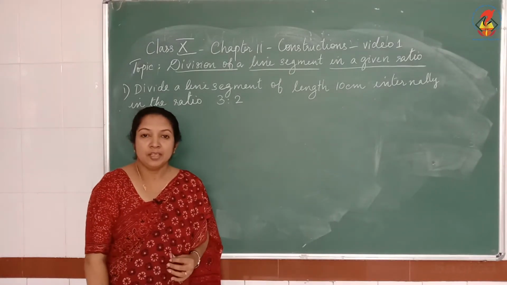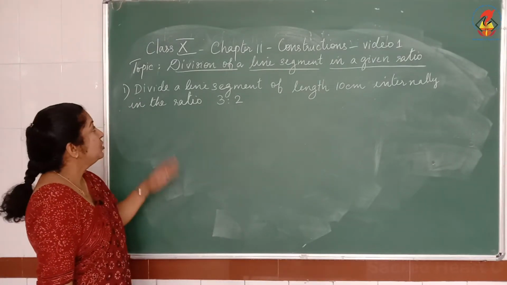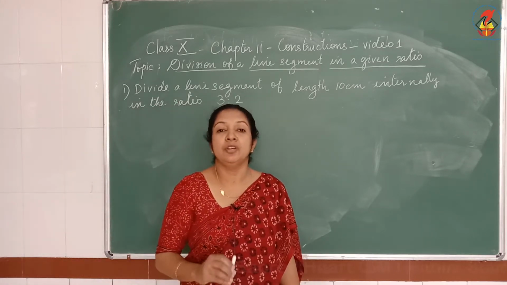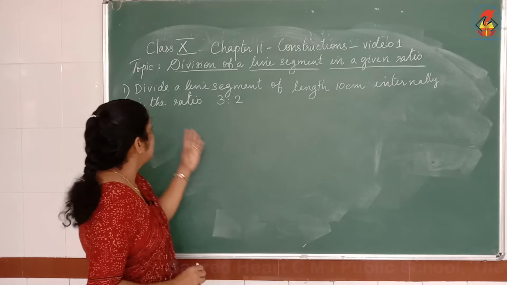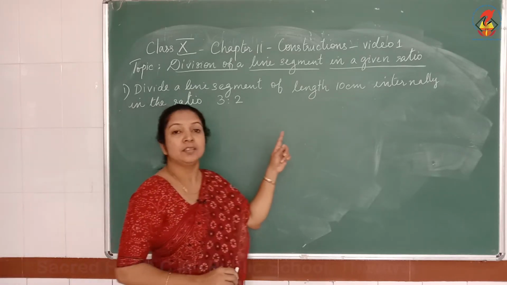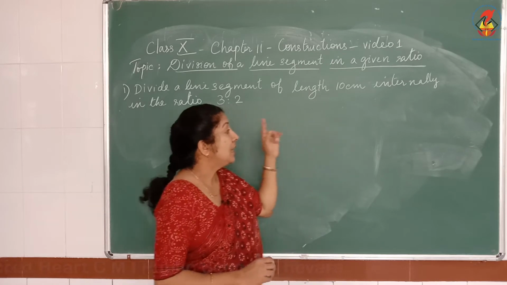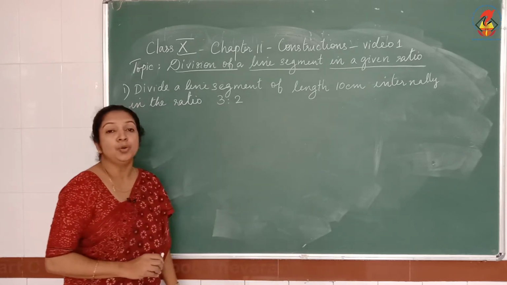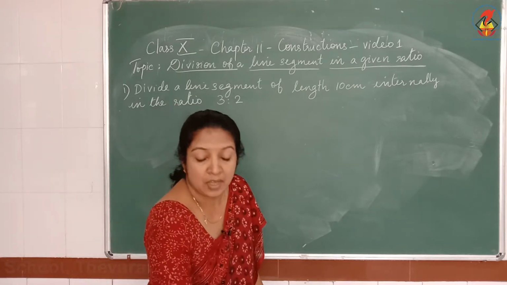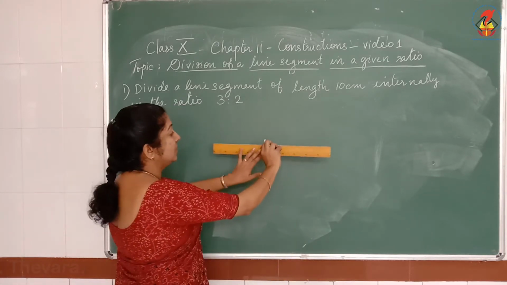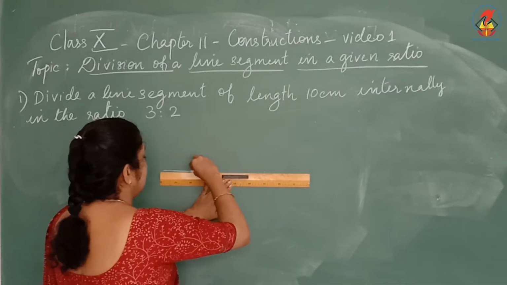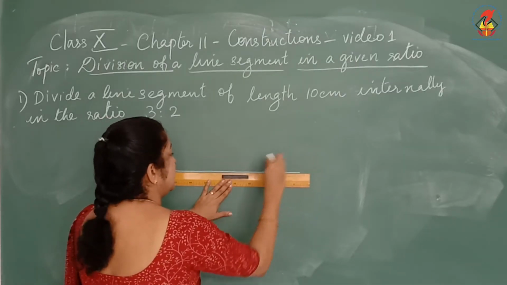Chapter 11 Constructions. First topic is division of a line segment in a given ratio. So the first question is: divide a line segment of length 10 centimeter internally in the ratio 3:2. So what we need is a line segment of length 10 centimeter.